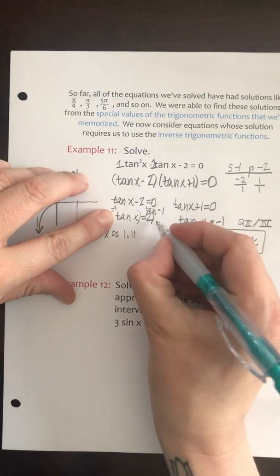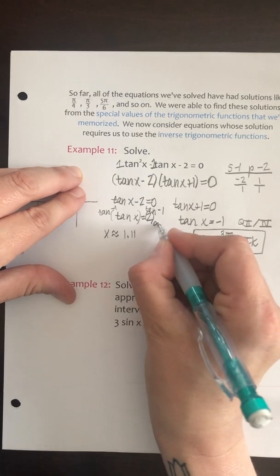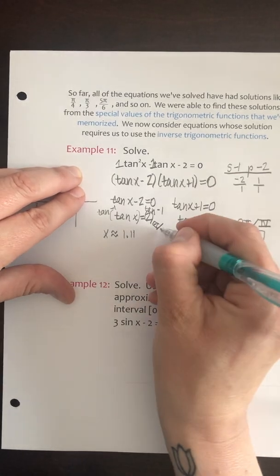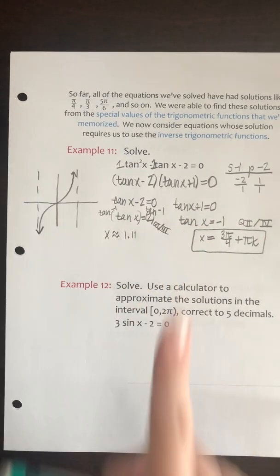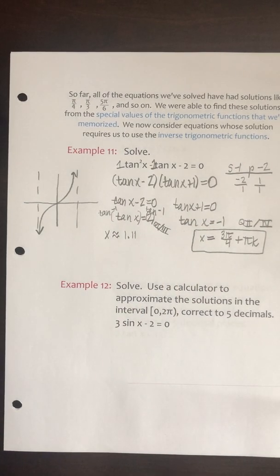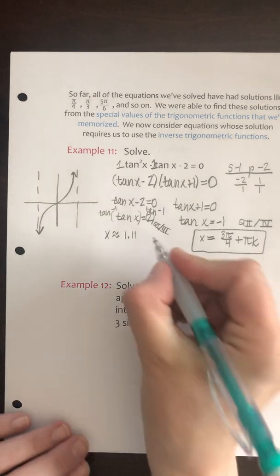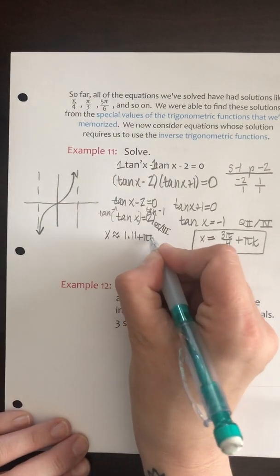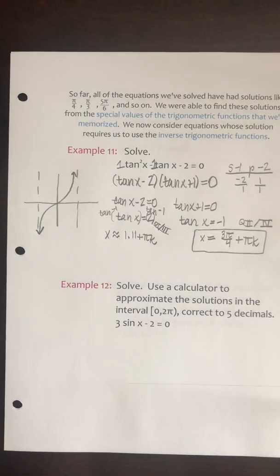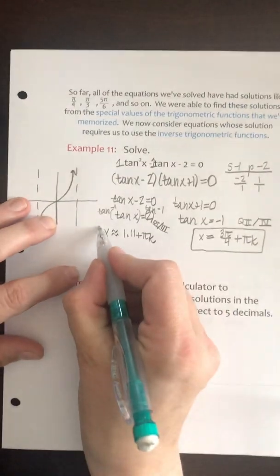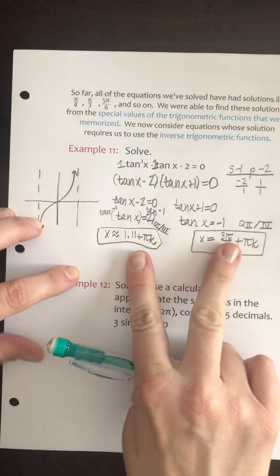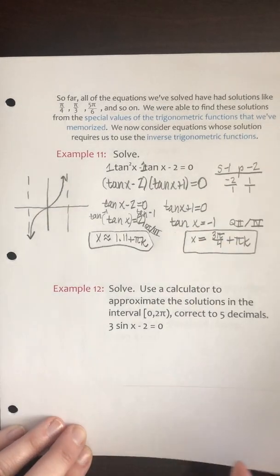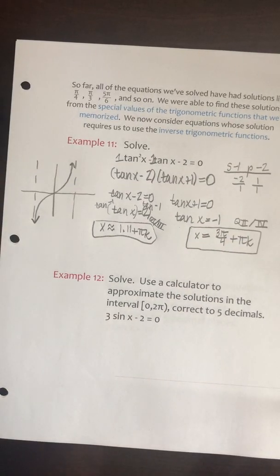Where does that occur? Well, that occurs, and I should have said this a minute ago, in quadrant 1 or quadrant 3, where it can be positive. Again, notice quadrant 1 and quadrant 3 are 180 degrees apart. So I'm going to add pi k so that I can get back and forth from one quadrant to the next. And so those would be the two solutions for number 11.